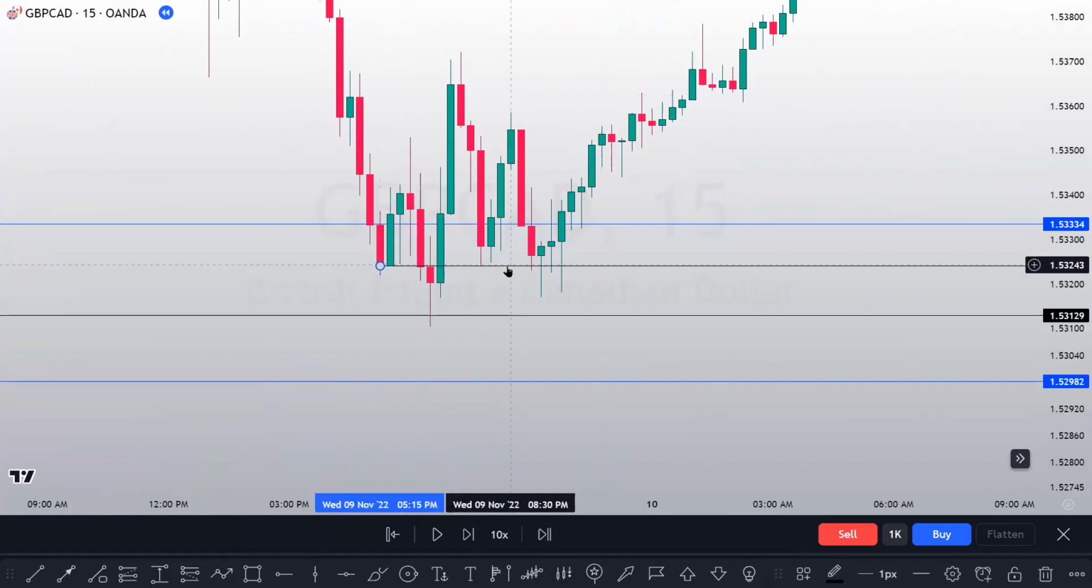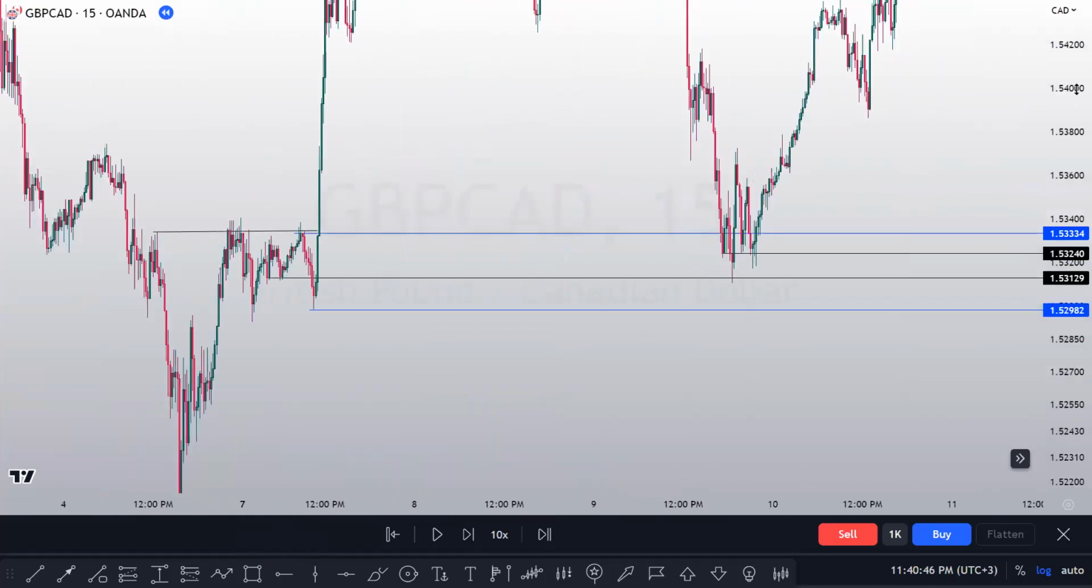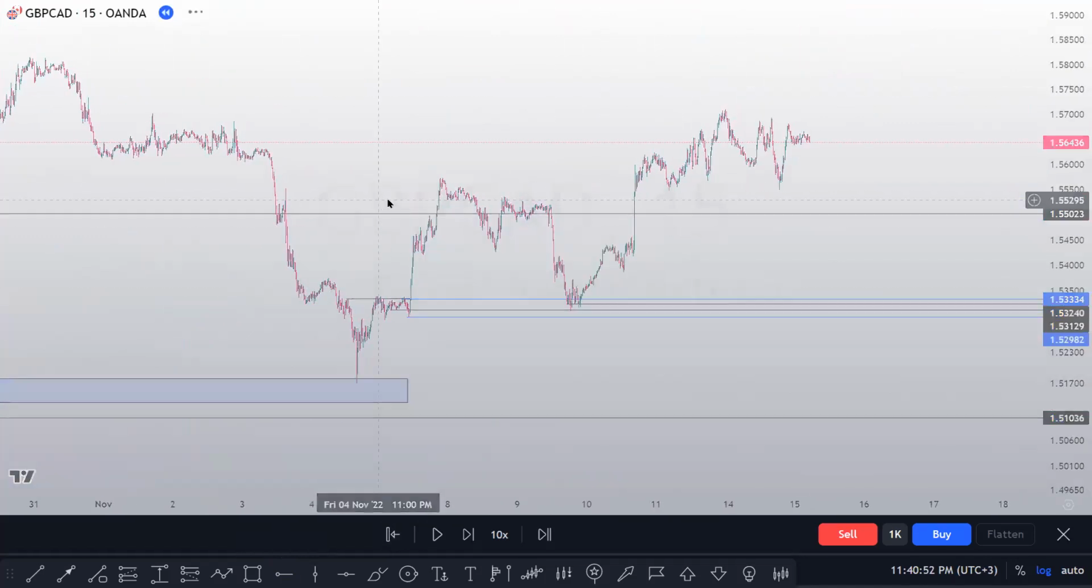Now the market came again and tapped my entry point, and now the risk was not below here. Now the risk was here, only 13 pips. So you could almost take your two trades right there. Then the market continued rallying.